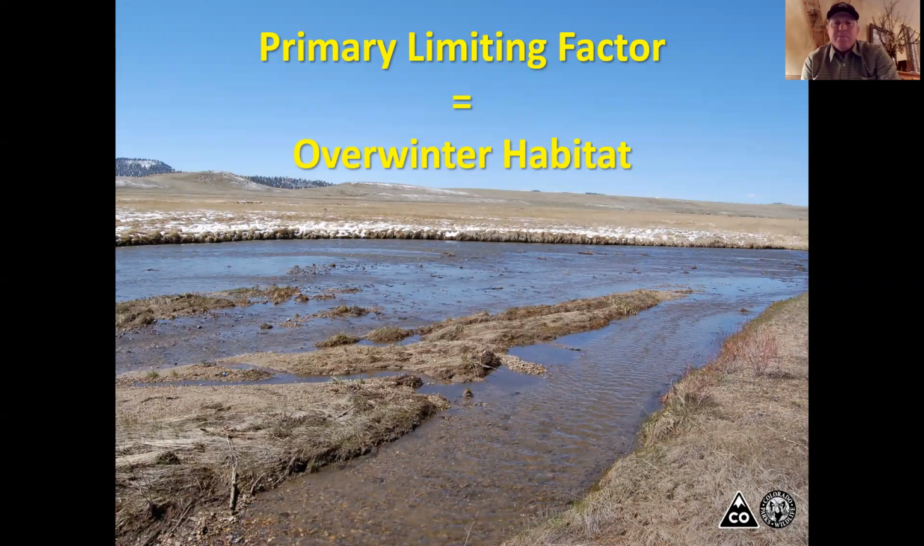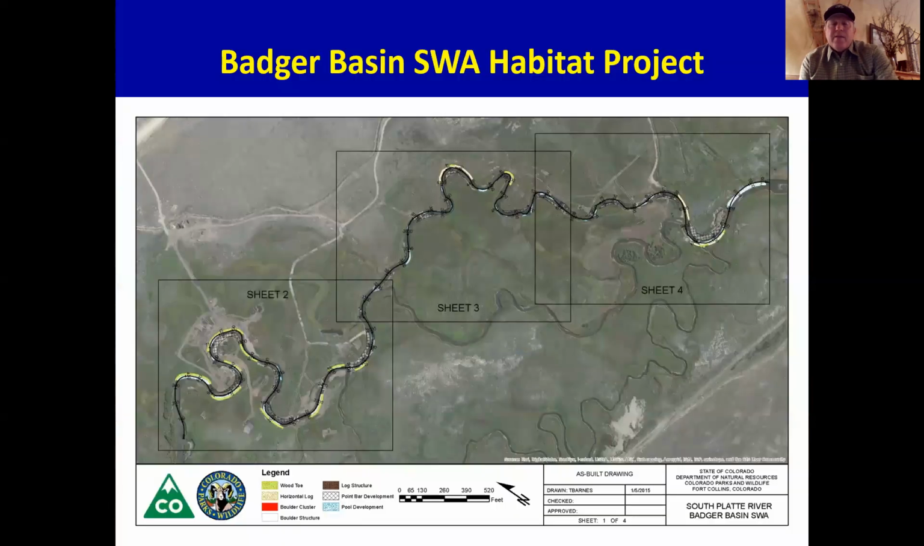overwinter habitat, or deep pools for fish to live in to survive the winters, because South Park's at about 9,000 to 10,000 feet of elevation. It's pretty harsh winters up there, and the rivers ice over. And if they don't have deep pools, it can be a real challenge for fish to make it. So in this case, we had about 1.6 miles of stream that we identified for stream restoration opportunities.